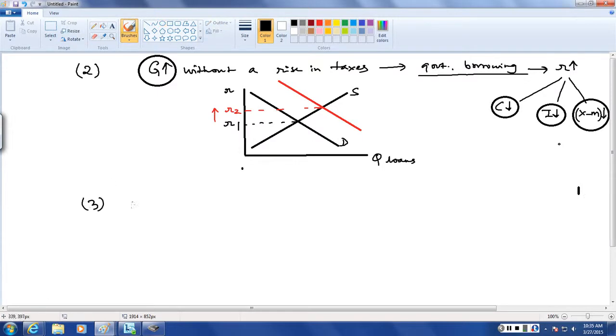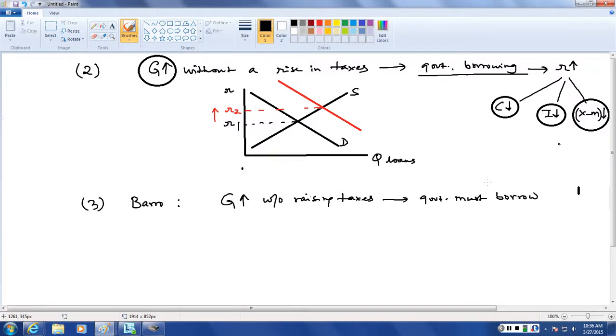The third story, by the way, is due to, again, Barro, Robert Barro. So what does Barro have to say about crowding out? He says the following. Once again, you have the government raising its spending without raising taxes. And so the government must borrow. So far, so good, right?